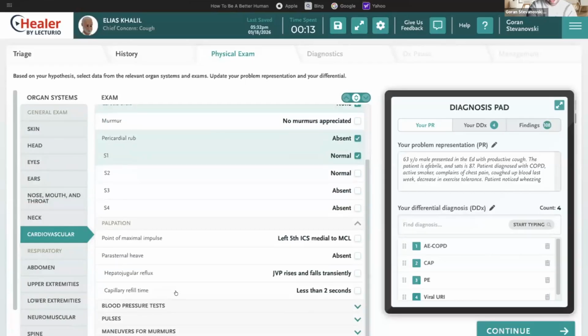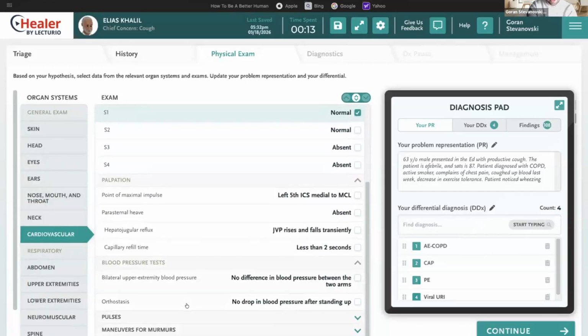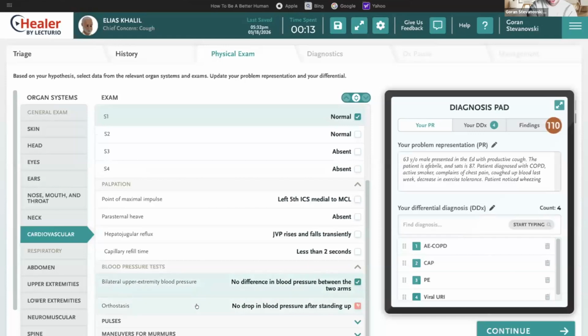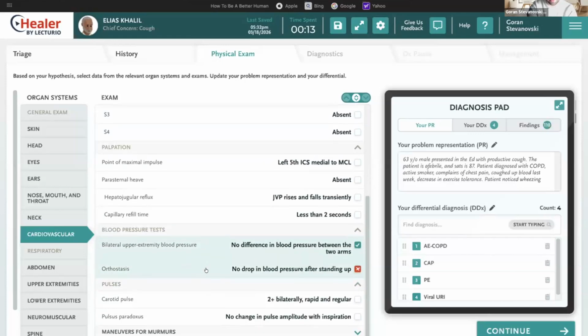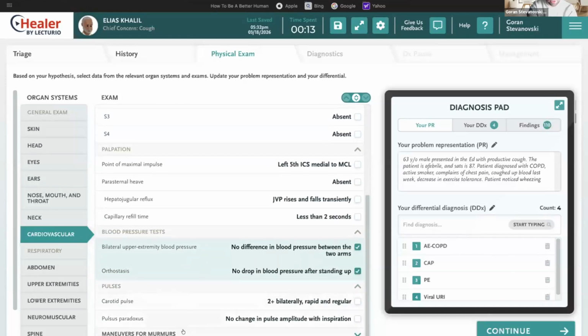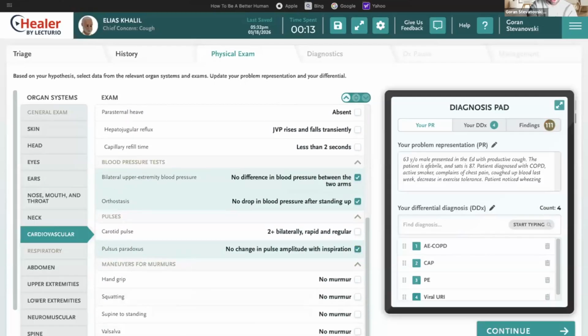We do palpation, blood pressure tests. Is there a difference between the two arms? Is there a drop whether he's standing up, or orthostatic hypotension? No change in pulse amplitude with inspiration, and there are no maneuvers or murmurs over there. So from the organ systems exam, that's pretty much what I would do. In this case, I'll put PE first just to move these around, even though there's nothing at the moment showing me what could be wrong with this patient.